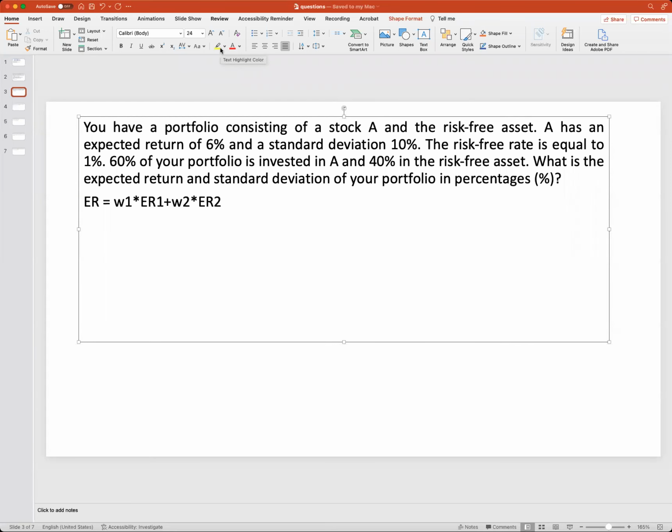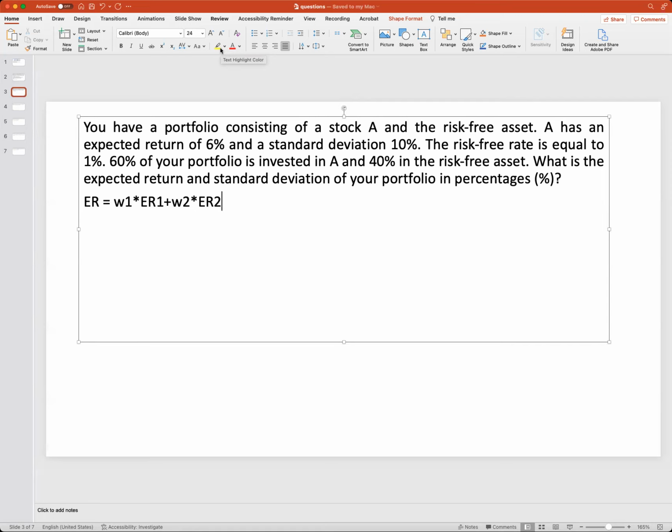In this example, we'll calculate the expected return and the standard deviation of a portfolio with a stock and a risk-free asset. The stock has an expected return of 6% and a standard deviation of 10%. The risk-free rate is 1%. 60% of the portfolio is invested in A and 40% in risk-free. So W1 equals 60%, W2 equals 40%. What is the expected return and the standard deviation of your portfolio in percentages?